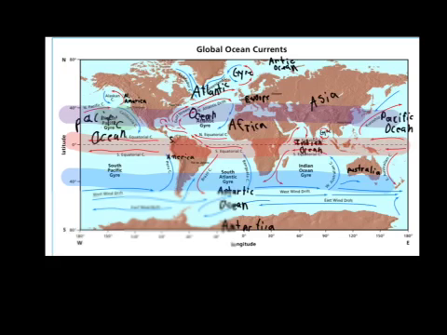So when hot water meets cold water, it forms a gyre. At the equator, they go in the direction of east to west. And up here and down here, they go from west to east. There are a total of 5 gyres in the world.